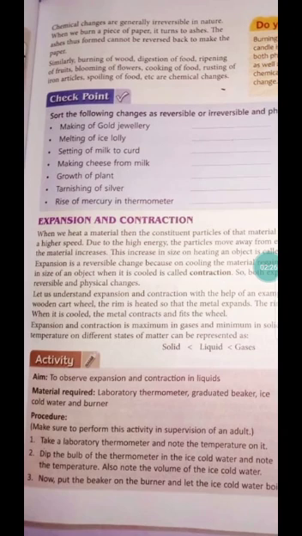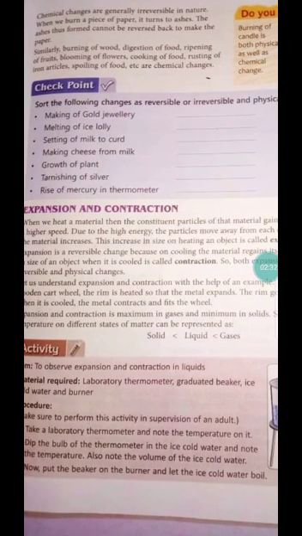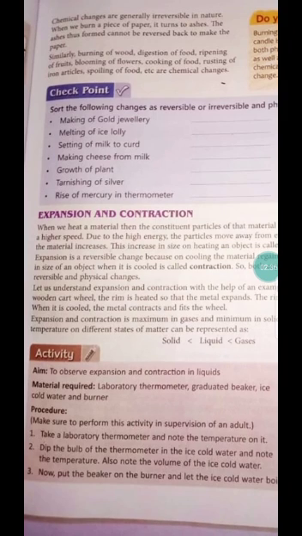To observe the expansion and contraction in liquid, we require a laboratory thermometer, graduated beaker, ice cube, ice cold water and burner. Take a laboratory thermometer and note the temperature on it. Dip the bulb of the thermometer in ice cold water and note the temperature. Also note down the volume of ice cold water.